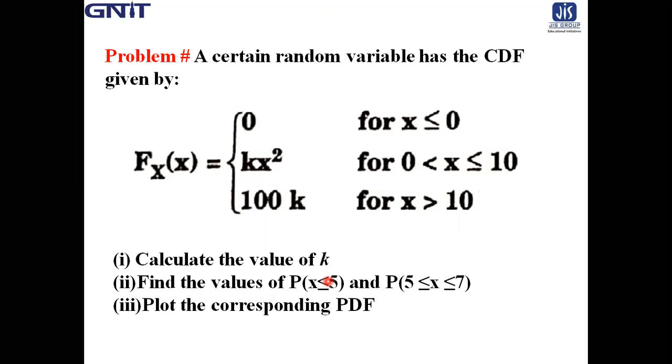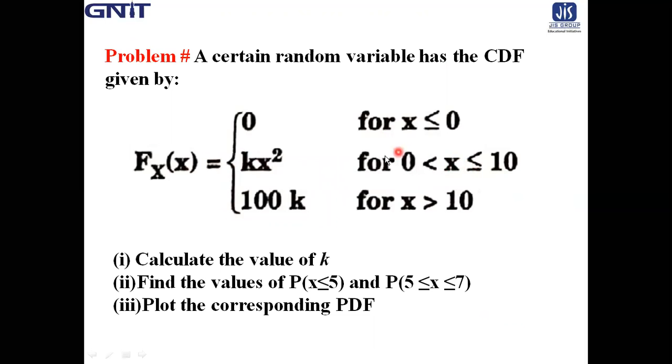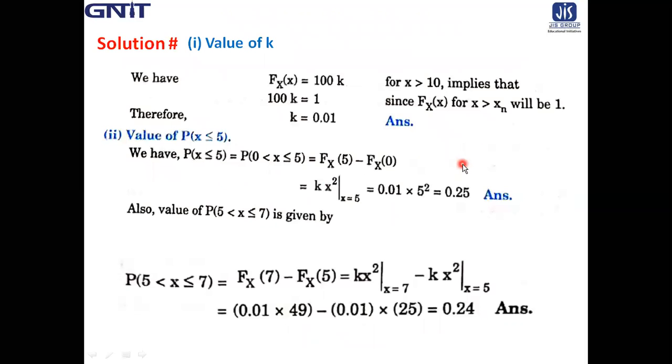So how to solve the problem? First of all, we know that this 100k should be 1 because the CDF is one for x greater than 10. So 100k is 1, and following this we know that k equal to 0.01. Next we have to find the probability of x less than or equal to 5. So it is basically x between 0 and 5, that is CDF of 5 minus CDF of 0. Now what is CDF of 5? That is k x square, because 5 is in this range, and CDF of 0 is 0. So putting the value of k and x, we get 0.25.